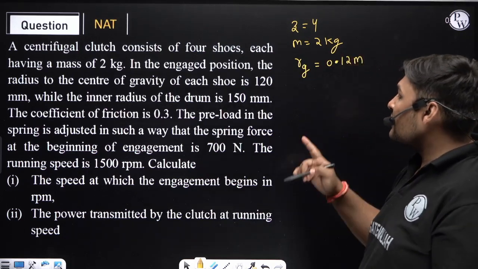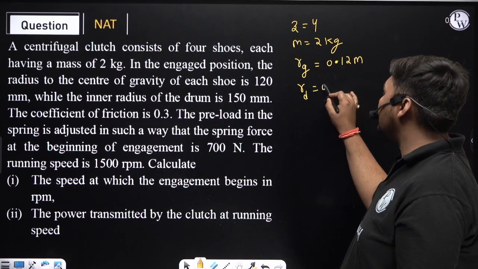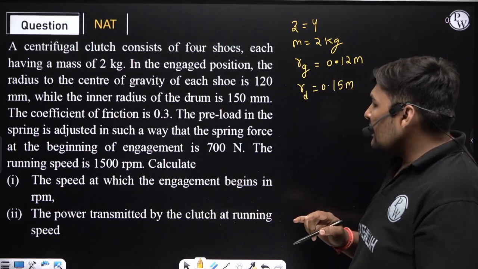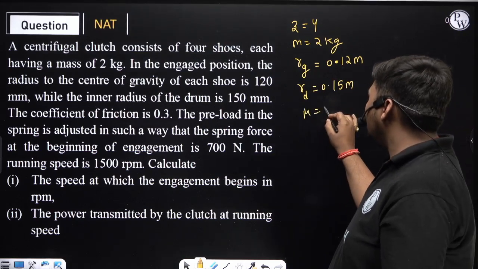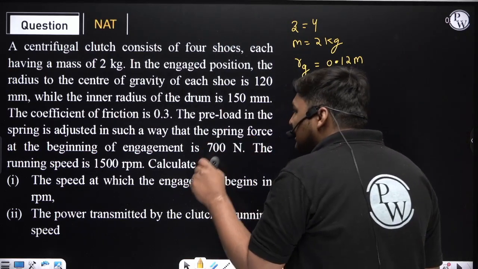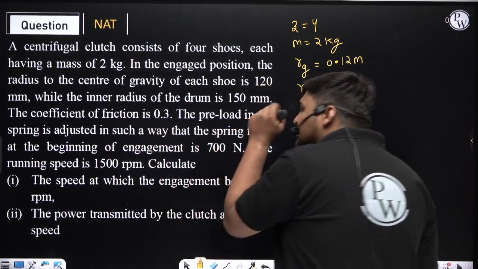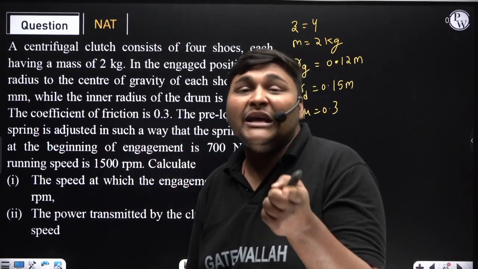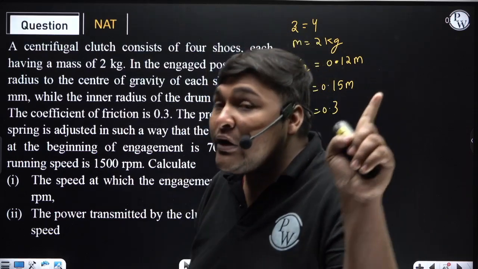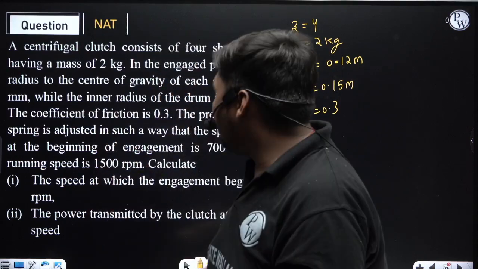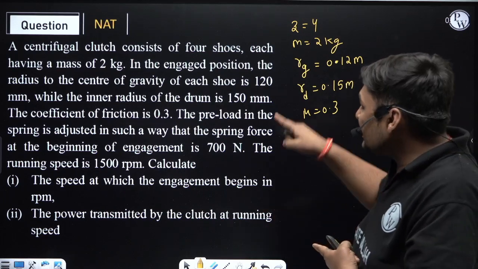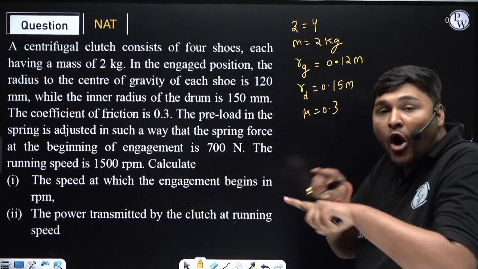While the inner radius of drum is 150 mm. Inner radius of drum means Rd, it is 150 mm, which in meter will be 0.15 meter. The coefficient of friction is 0.3, that is mu. The preload in spring is adjusted in such a way that the spring force at the beginning of engagement is 700. It is given as the spring force at the beginning of engagement. But we already know the spring force for all engaged positions will be the same. So if it is the spring force at the beginning of engagement, meaning at just engaged position, can I say the same will be the spring force at all engaged positions?